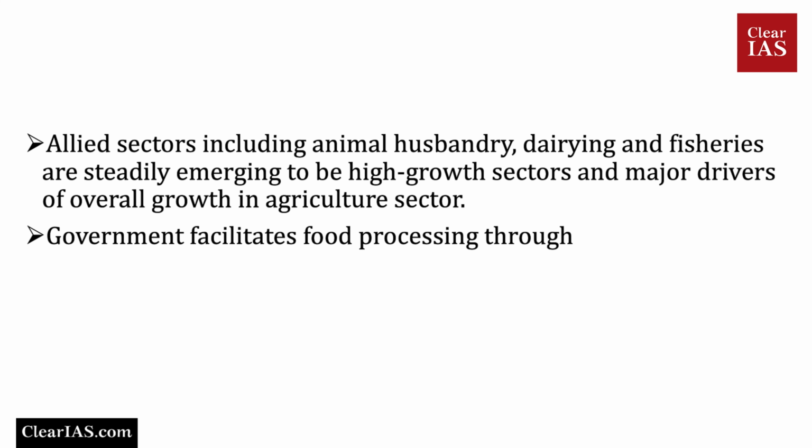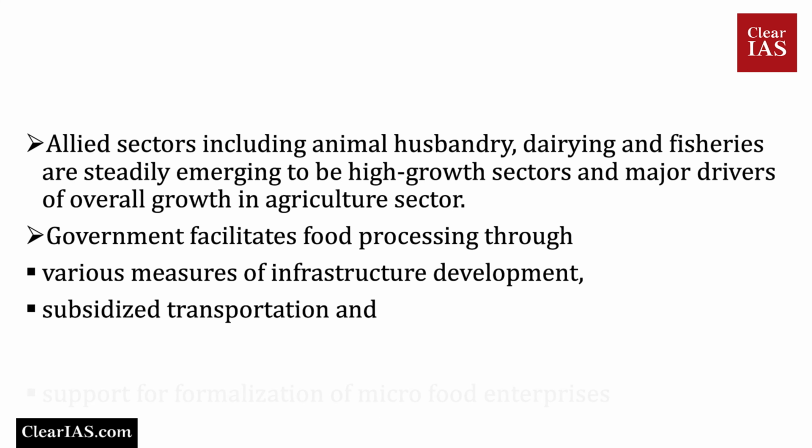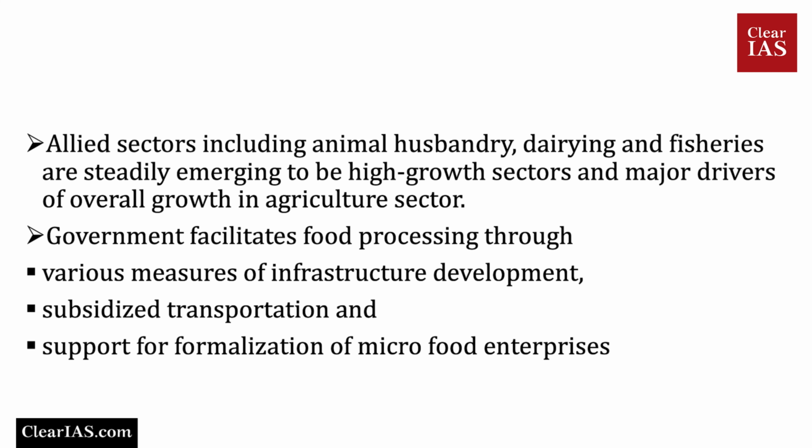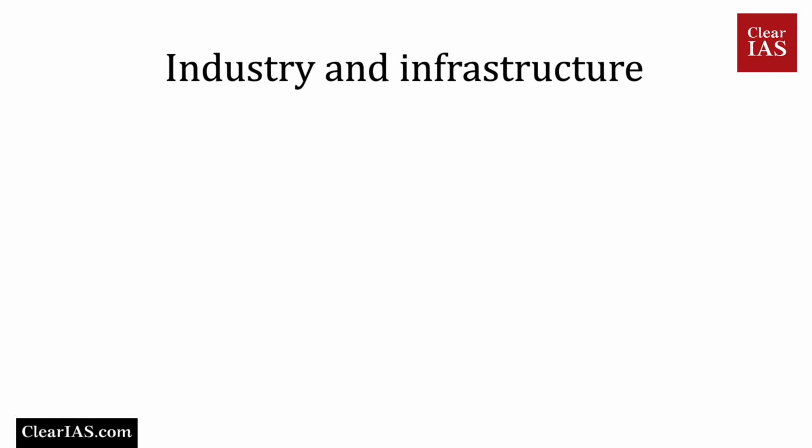Government facilitates food processing through various measures of infrastructure development, subsidized transportation and support for formalization of micro food enterprises. India runs one of the largest food management programs in the world. Government has further extended the coverage of food security network through schemes like Prime Minister Garib Kalyan Yojana. Next is industry and infrastructure.